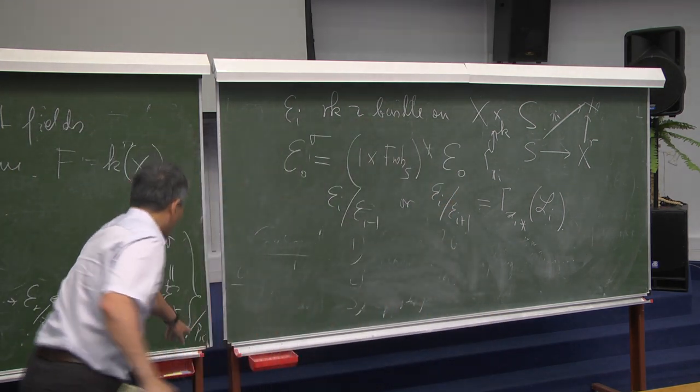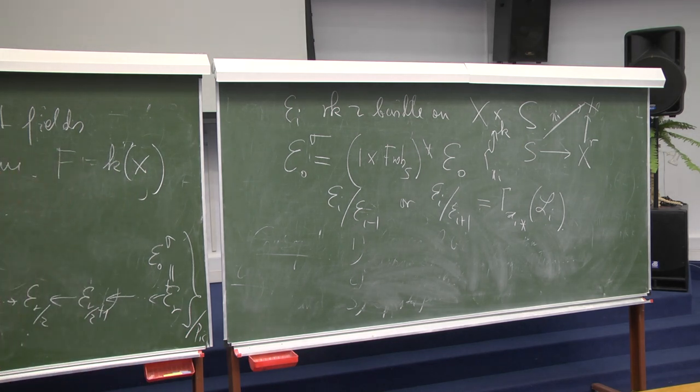Then this last part is a modular Picard variety. For example, if you have a line bundle on this X defined over K, you can tensor all of them by this line bundle. It doesn't change anything. S is an X^R scheme.